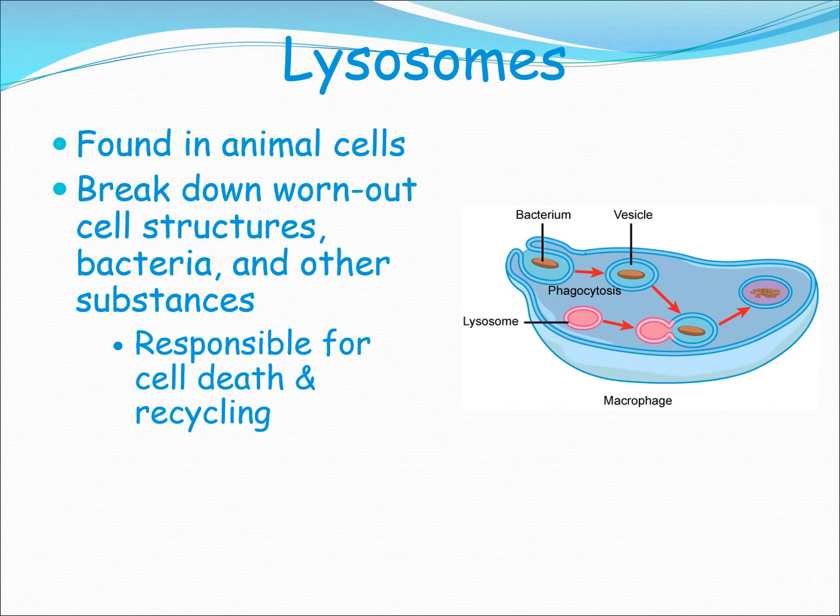Lysosomes are only found in animal cells and are referred to as the garbage disposal as they break down worn-out cells, bacteria, and other cellular structures. In the image, an immune cell known as a macrophage detects a bacterium cell. The macrophage engulfs the bacterium, and then a lysosome attaches and breaks the bacterium down, and it will then be expelled as waste, both from the cell and the organism.